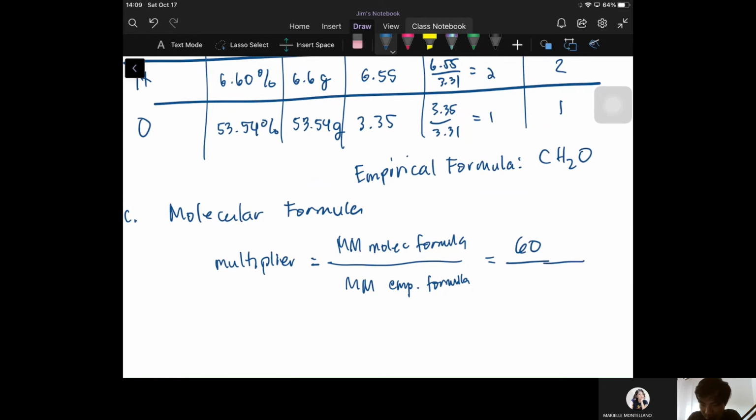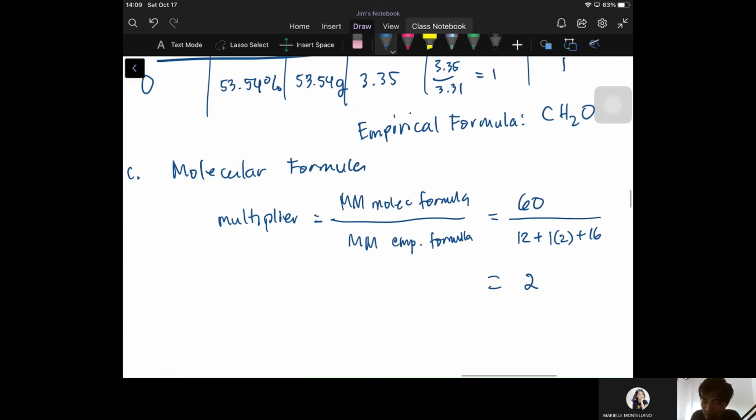O, empirical formula naman. So, paano kinukuha yan? Just add the atomic masses of your atoms in your empirical formula. So, carbon, 12. Hydrogen, 1 times 2. Oxygen, 16. Okay? Tapos, divide lang natin. 60 divided by... Okay, so that's 2. So, the multiplier is 2.